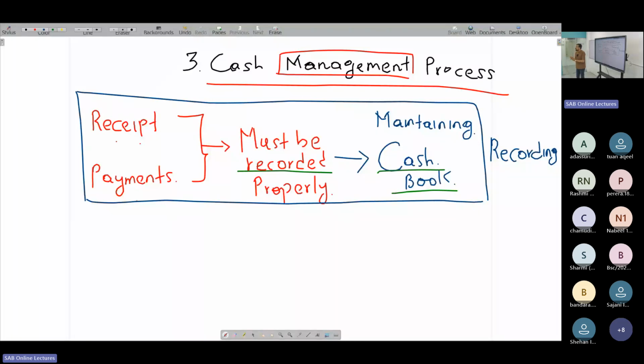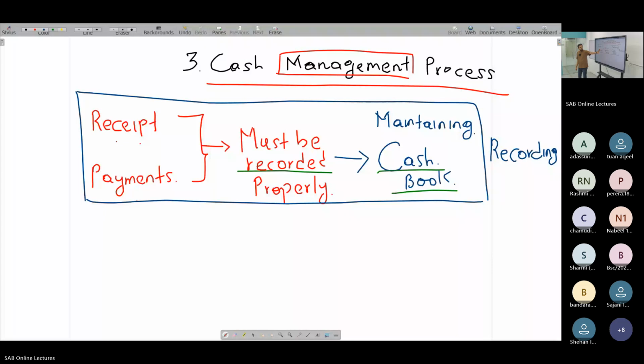So the first point you should keep in your mind is the cash management process: whatever transactions are involved in cash. Cash here does not mean only liquid cash; I will come to that later. Debit card, credit card, check transfer, bank transfer, online payment, all these things are considered as cash. Then there is liquid cash, like notes and coins.